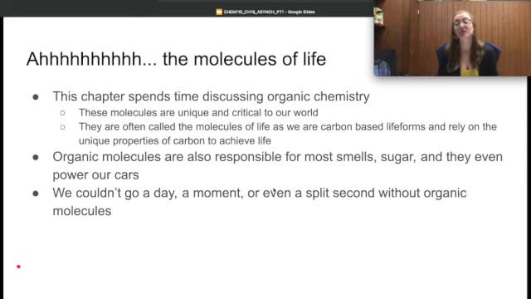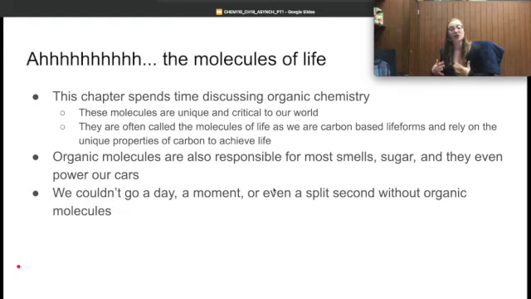They're really unique. They're critical to our world. They are often called the molecules of life because we are carbon-based life forms. Everything that you see that you would consider to be alive is a carbon-based life form. So we rely on these really unique properties of carbon to achieve life.